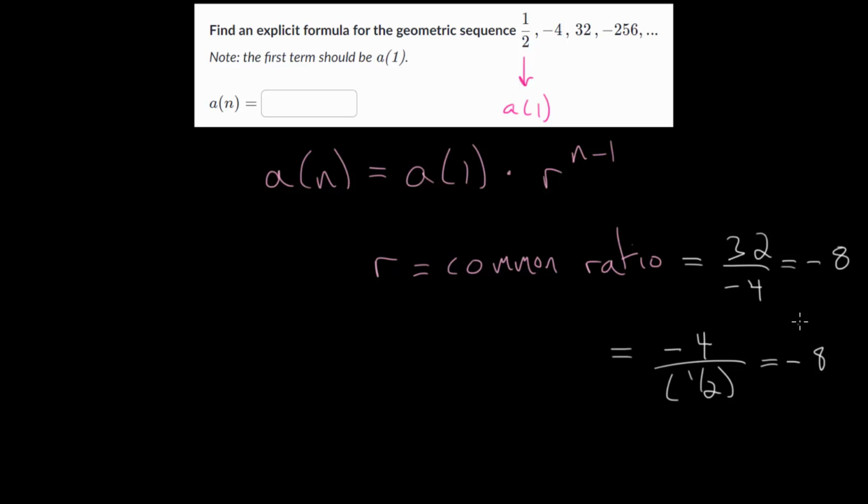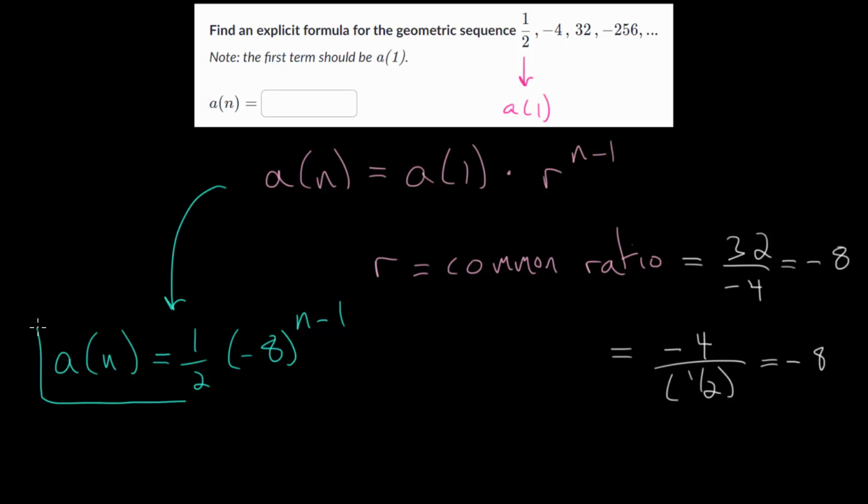So we know our common ratio, and we know our first term, so let's just plug those in and come up with our formula. So our geometric sequence, a of n, is equal to that first term, which is 1/2, multiplied by that common ratio, -8, raised to the n minus 1 power.